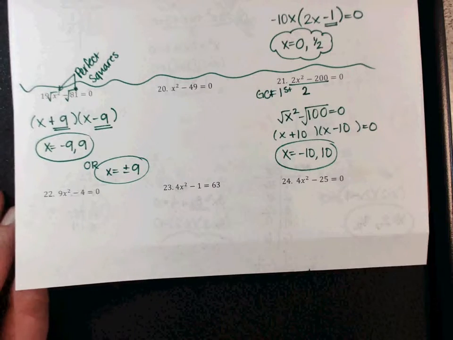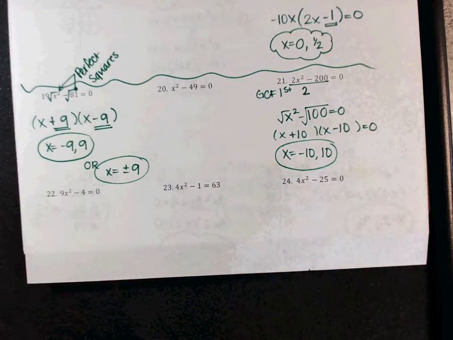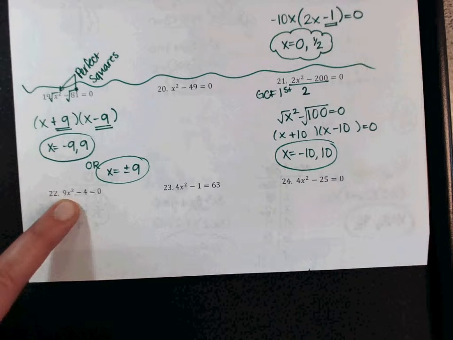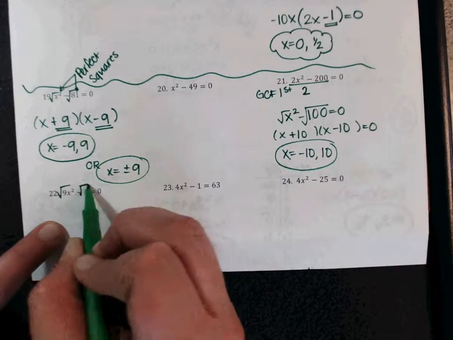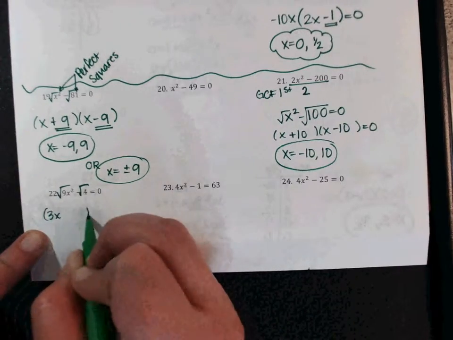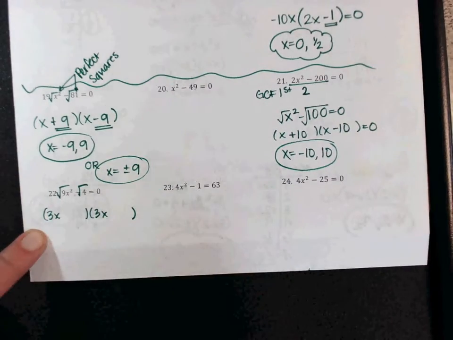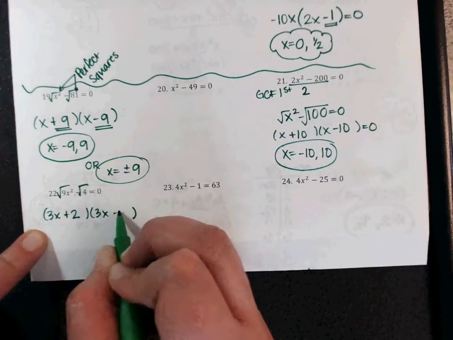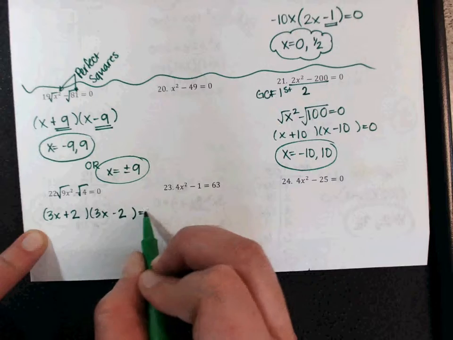Can I square root 9x squared? Yes, you can. What's the square root of 9? 3. What's the square root of x squared? X, so it'd be 3x, right? You just square root them together. They're a team. Okay, so the square root of 9x squared is 3x and 3x. And then what's the square root of 4? Plus or minus 2. So plus in one, minus in the other. Still equal to 0.